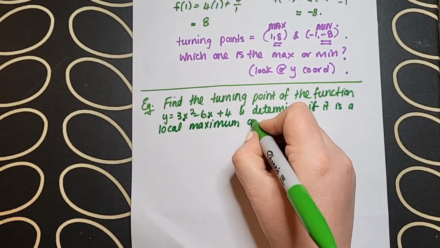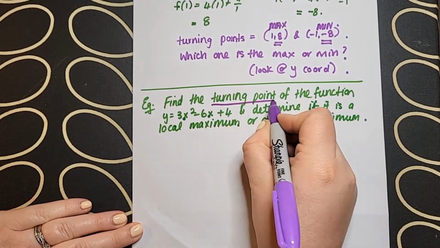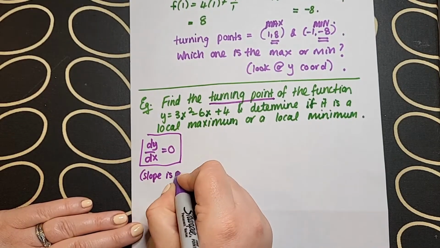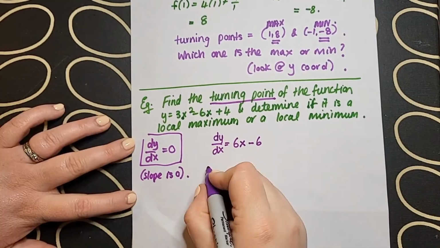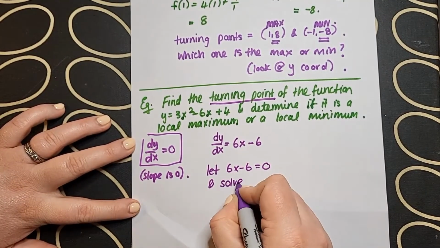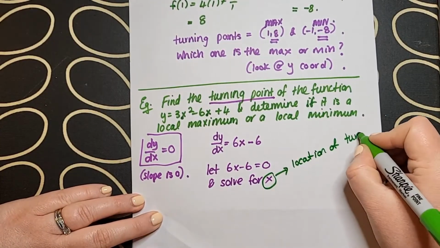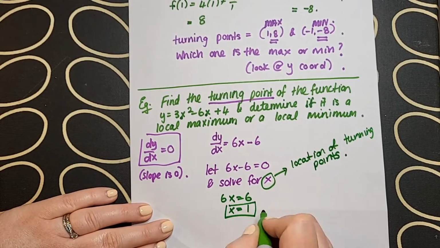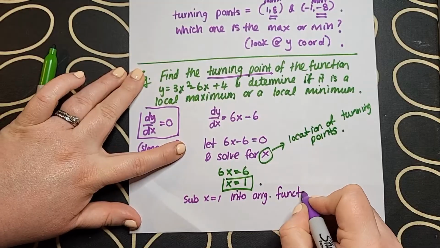You can see here we're dealing with a quadratic equation, and a quadratic equation only has one turning point. So again, the minute we see turning point, we know dy/dx is equal to 0, saying that the slope of the tangent of that curve is equal to 0 at that place. Let's get into it. Find dy/dx, let it equal 0 and solve for x. Remember, x is the location of the turning point. It's the x part of the coordinate.